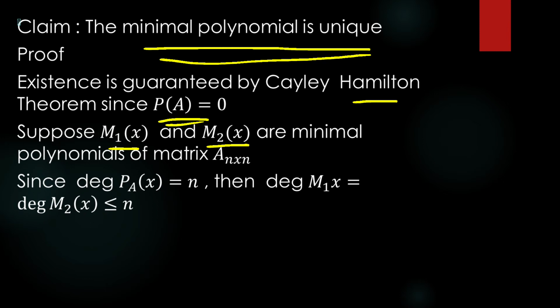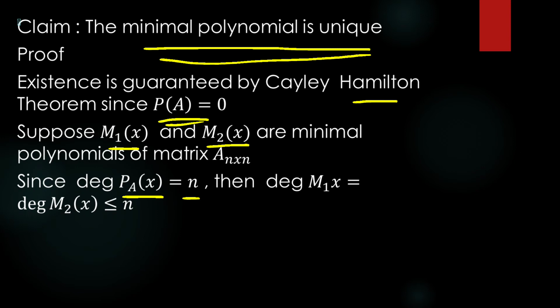So let's do this. Let's take the degrees. We know the degree of the characteristic polynomial of A, in terms of x, is n. Why are we saying it's n? Because we are dealing with a characteristic polynomial for a square matrix which is n by n, and therefore the degree of that polynomial is actually n. It's n.